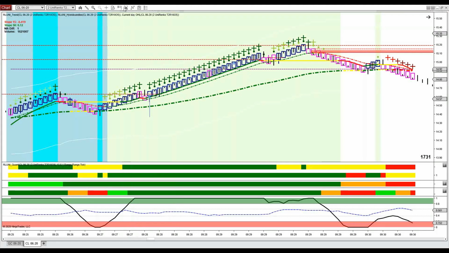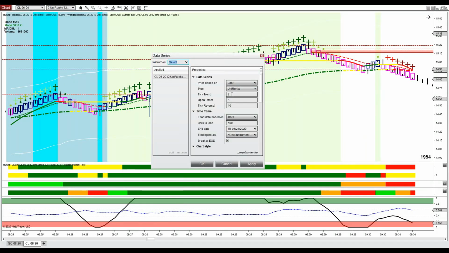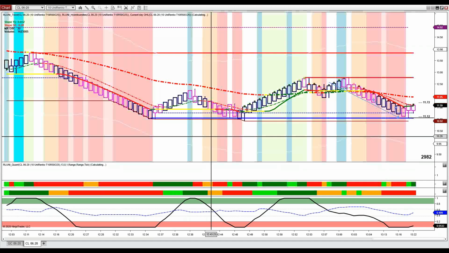And what I recommend on crude oil is you multiply everything by a factor of 5 or a factor of 10. So let's say you want to swing trade crude. If you multiply by a factor of 5, the 5 times 2 is 10. You're going to keep the ratio the same. 5 times 5 is 25. And 5 times 10 is 50. So let's hit OK. And the chart's going to recalibrate.